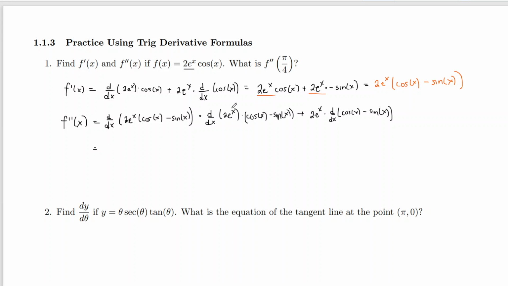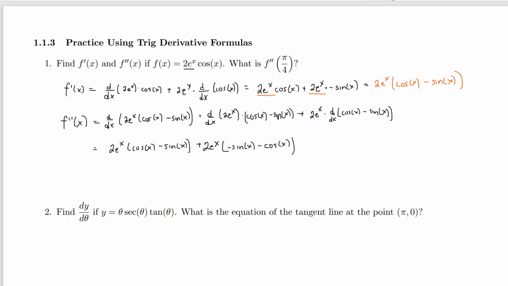All right, so let's go ahead and do our indicated derivatives. The derivative of 2e to the x, we know again is 2e to the x. We multiply it by cosine of x minus sine of x. And then we have plus 2e to the x. And the derivative of cosine of x is negative sine of x. The derivative of sine of x is cosine of x. Because we already have a minus there, then it's going to be minus cosine of x.